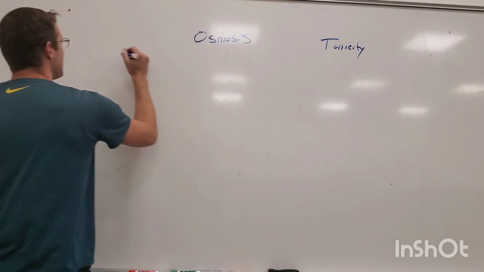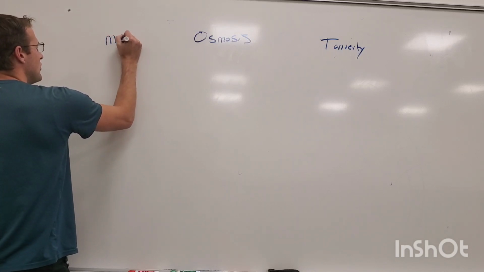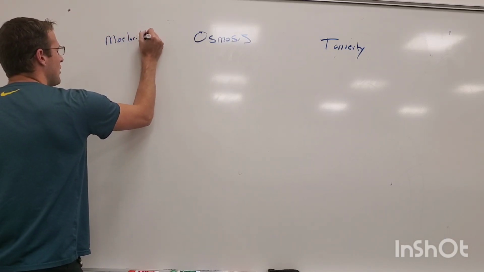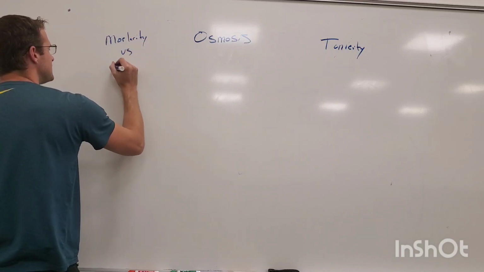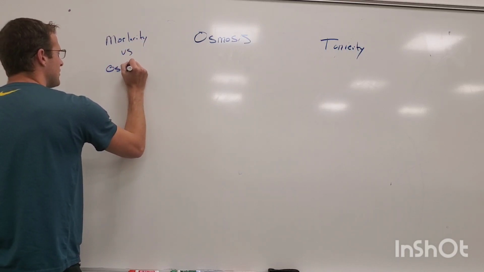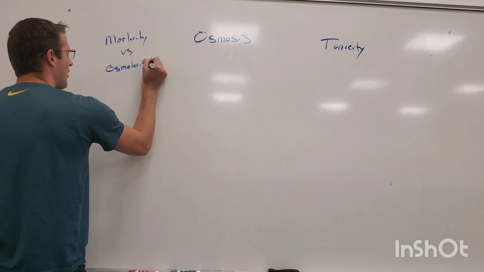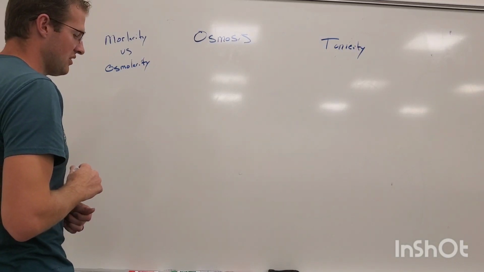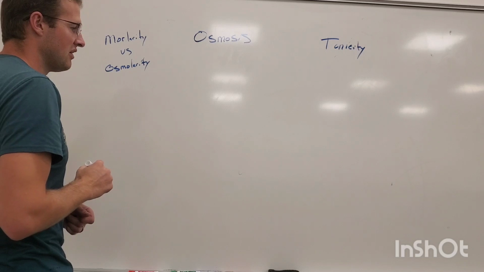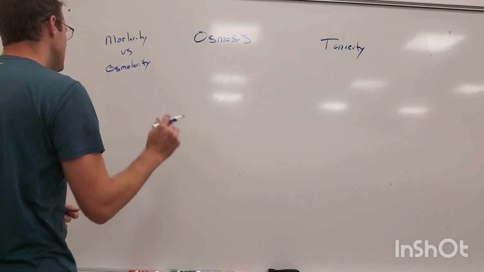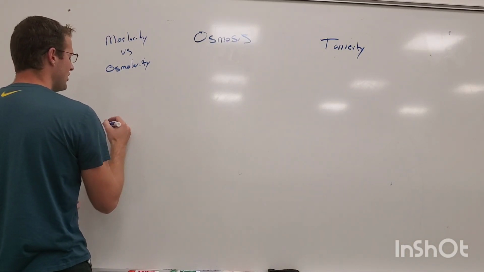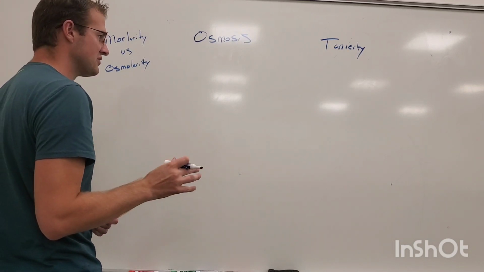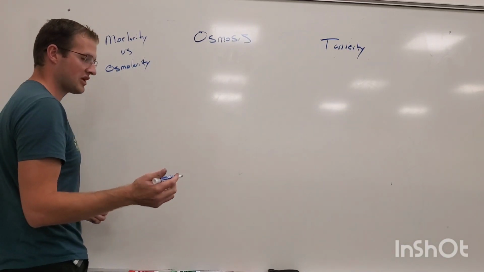And just a quick thing, so we have molarity, and this is important in osmosis: molarity versus osmolarity. It's important to remember, molarity is the number of moles of something per liter of solution. Osmolarity is the number of particles of something per liter of solution. So that's important when you think about ions.